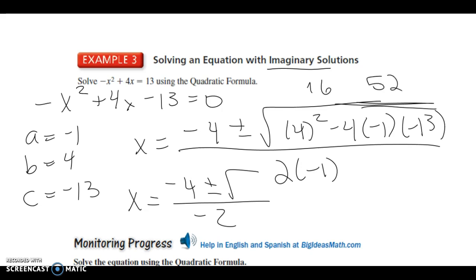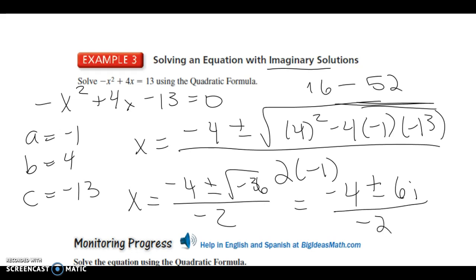will be 52. Counting the negatives, I have 3 negatives, which is odd, so that means it'll stay negative. So now I can compute 16 minus 52 and get negative 36. Your next step would be to simplify the radical itself. It's negative, so I know I can definitely take an i out. And it's a perfect square, so it actually becomes plus or minus 6i all over negative 2.